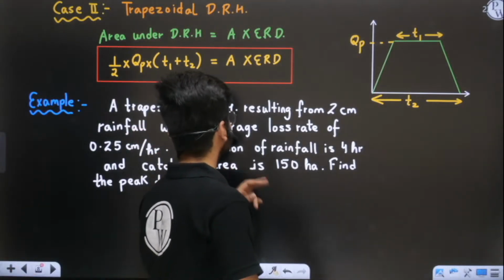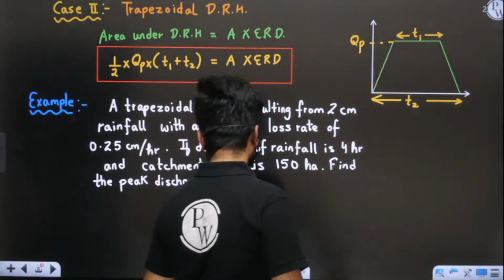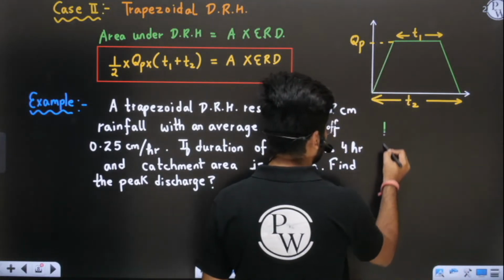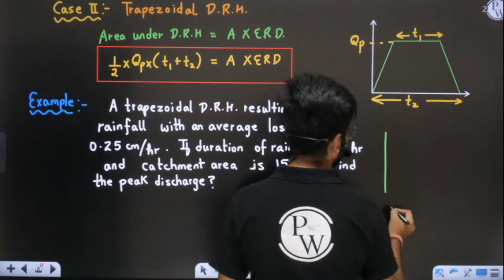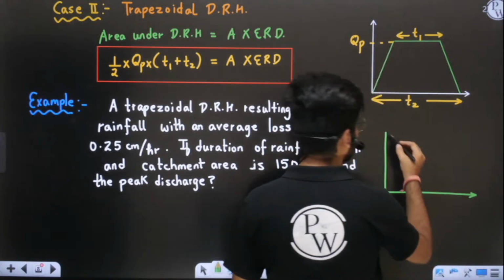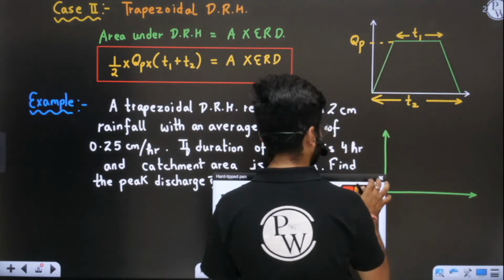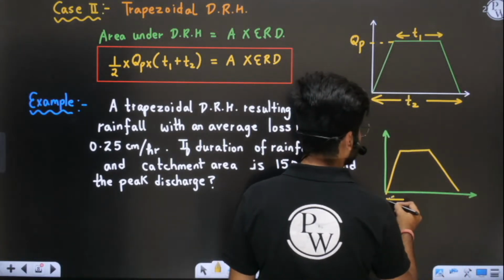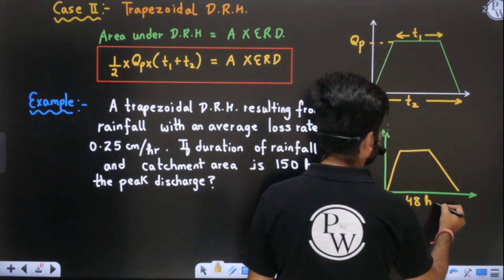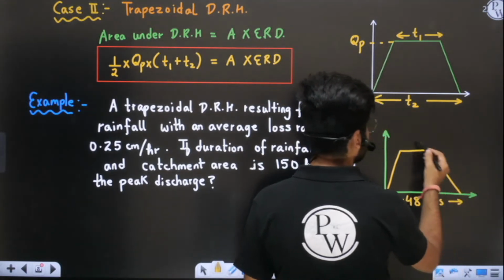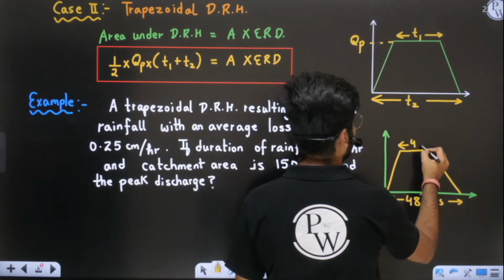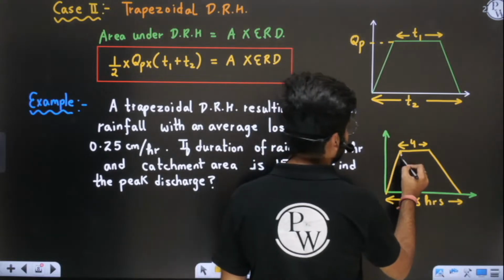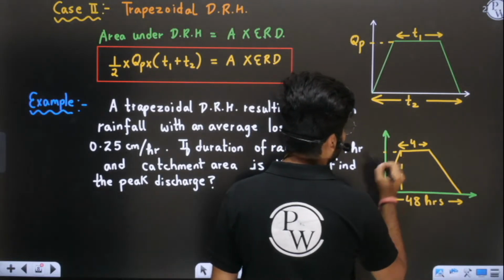This trapezoidal hydrograph is given to you. This is your trapezoidal DRH which is given in the question. So you can see this figure. This is 48 hours, and this is 4 hours only. So you need to find the peak here.